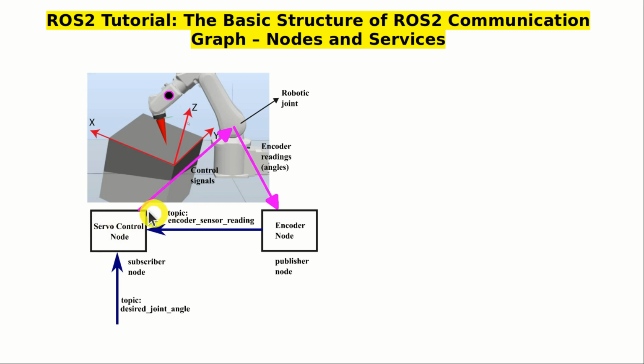At the same time, this node is subscribed to the topic called desired joint angle. This topic is used to transfer messages containing information about the desired joint angle. This is the set point for controlling the robotic joint. By using the received messages from both sides, the control node calculates a control signal that is sent to the motor driver controlling the motor of the robotic joint.